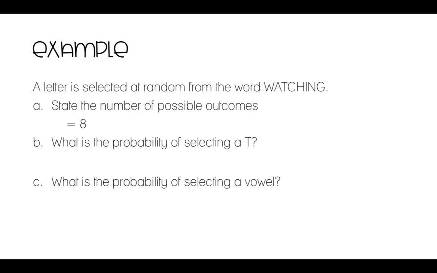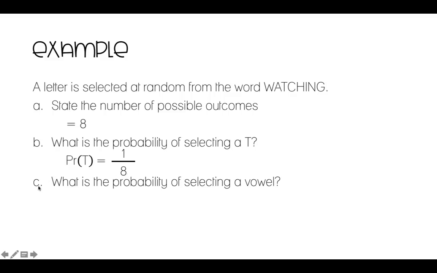What is the probability of selecting a T? So there's one T. So we say the probability of T, see how I put the event in the brackets? So the probability of T equals 1, for having our 1 T, out of the total number of outcomes, which is 8. So the probability of T equals 1/8.